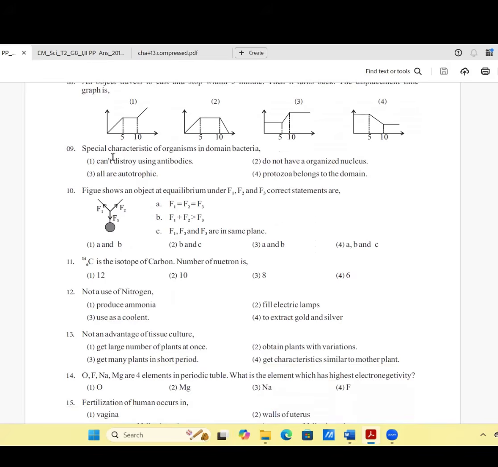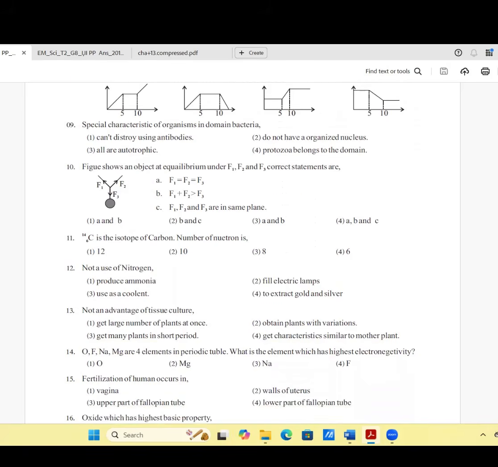9th question. Special characteristic of organisms in domain bacteria. Answer number 2. Do not have an organized nucleus. The bacteria domain has a non-organized nucleus. The others are incorrect. They can't be destroyed using antibodies, not all are autotrophic, and protozoa belong to another domain. They are wrong. Answer 2 is the correct answer here.